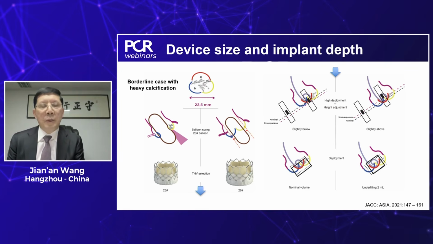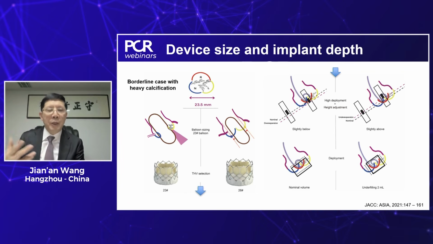When you select a downsized device, you need a higher deployment, a higher implant depth. So maybe 23 is a little bit small. You can add 1 or 2 cc to fill the balloon, so you may still achieve a good result. For the oversized device, regularly you may do an aortography to see what is going on, whether the patient has leakage or not. If the patient has no leakage, it should be fine. If the patient has leakage, you may add 1 cc or 2 cc for the balloon expandable device.